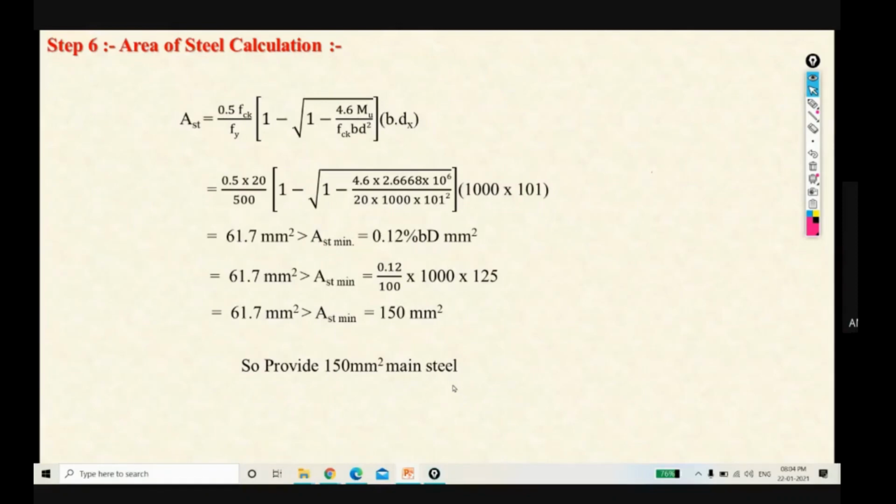Are you getting? Let's say suppose we calculate this reinforcement and we get 200. Now this 200 is greater than 150, so in that case we will consider 200 mm² area for main steel.